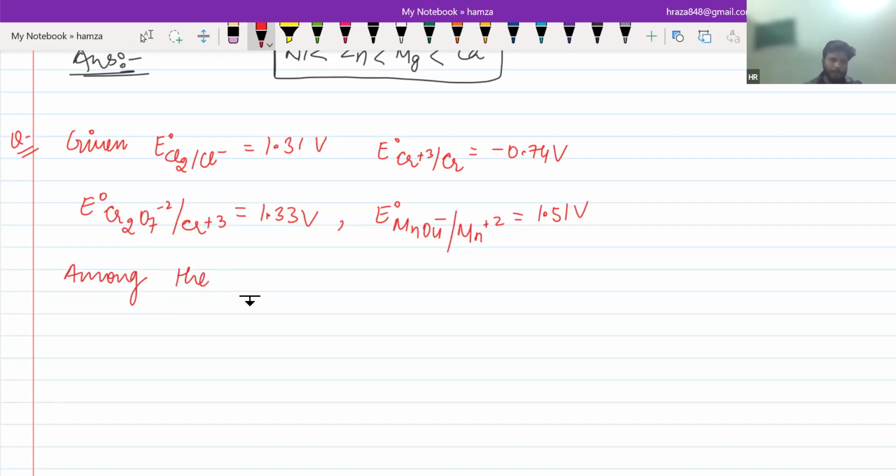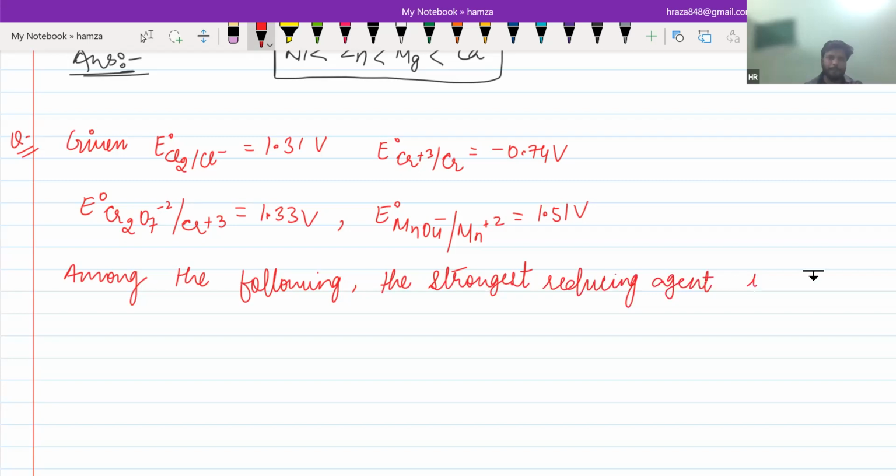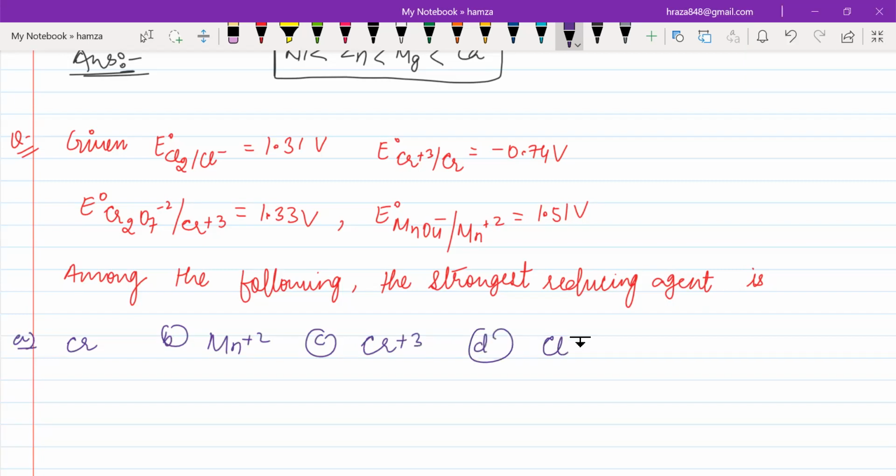Among the following, the strongest reducing agent is, I'm going to give you an option: Cr, then Mn+2, then Cr+3, then Cl minus. Please do this carefully.